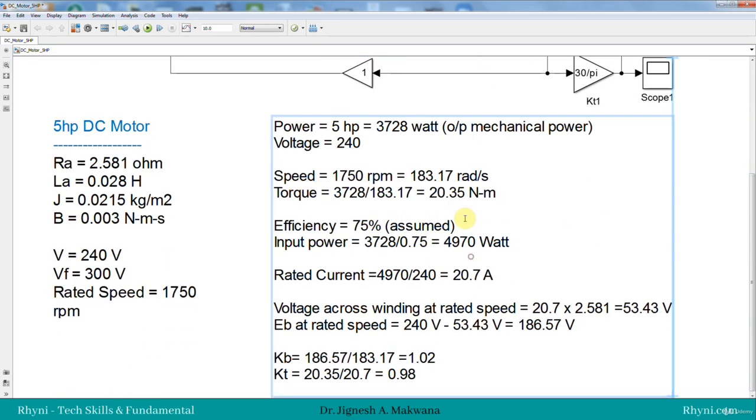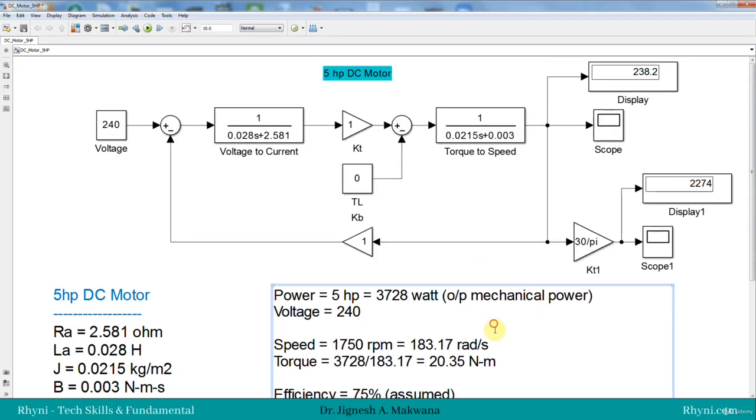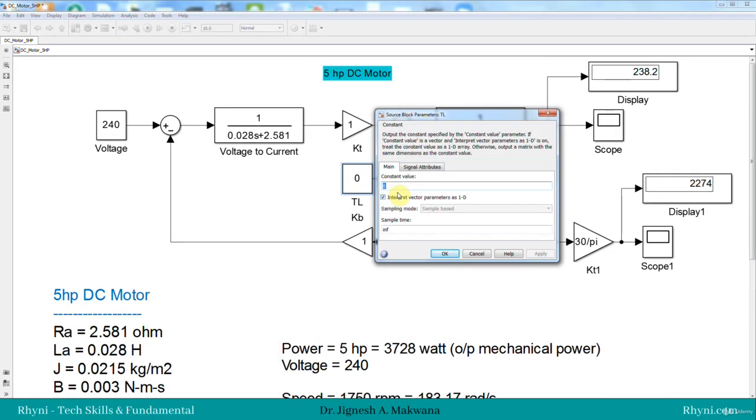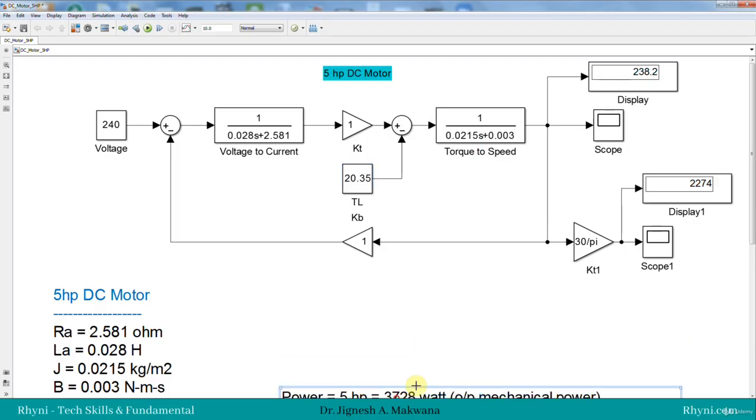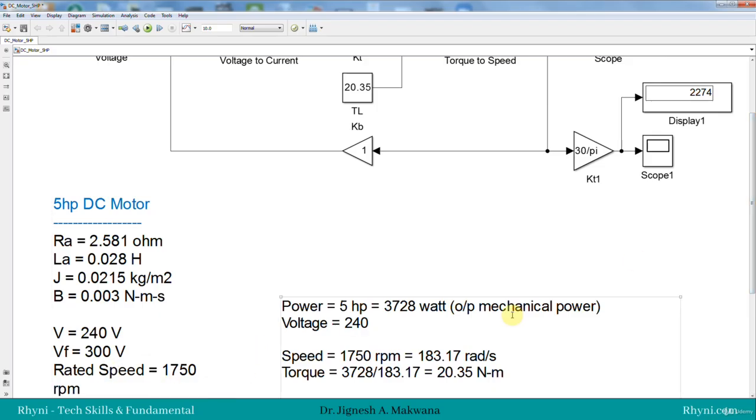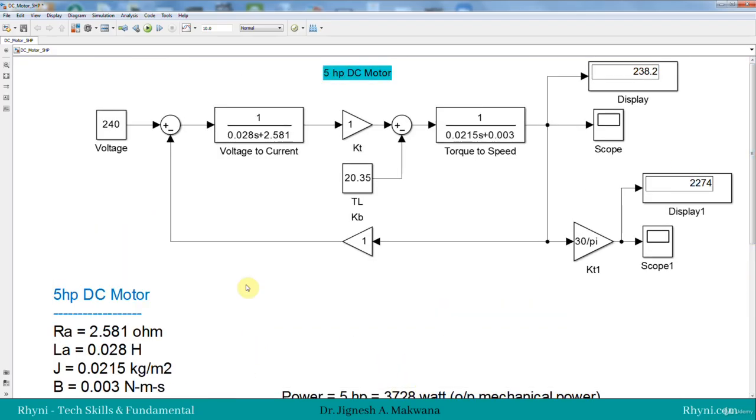What rated torque do we come to? We found it 20.35. So if we put the rated torque 20.35, what should be the rated speed? It should be around 1750 rpm. So we apply the full voltage 240 volt and let's simulate it. So it is 1777 rpm. So our model is okay and the model is ready to run.